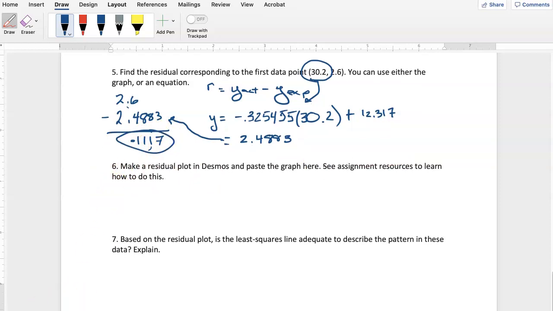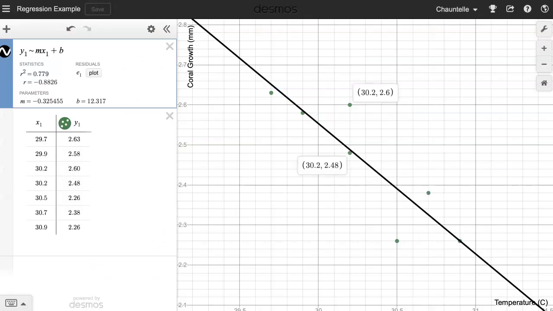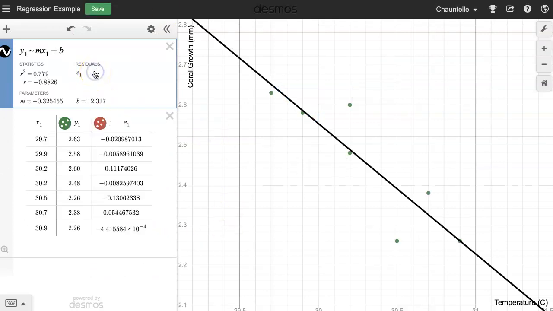Okay, so the last two questions are about the residual plot in Desmos. So we're supposed to make a residual plot and then again paste it here. Here's the cool thing. You just click plot and it finds each residual for you. So the one we found was, I believe, this one, and that is the number that we got, 0.1117. So we got the right answer. So you can double check the answer on the worksheet that I give you by doing the residuals.